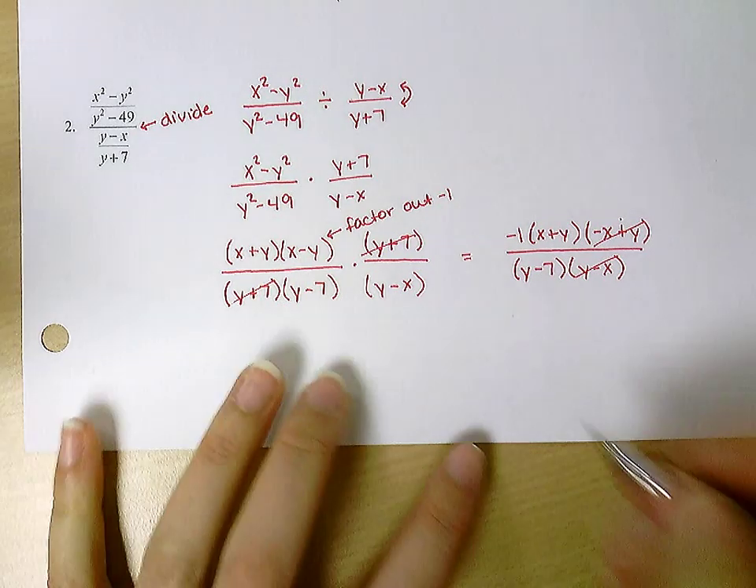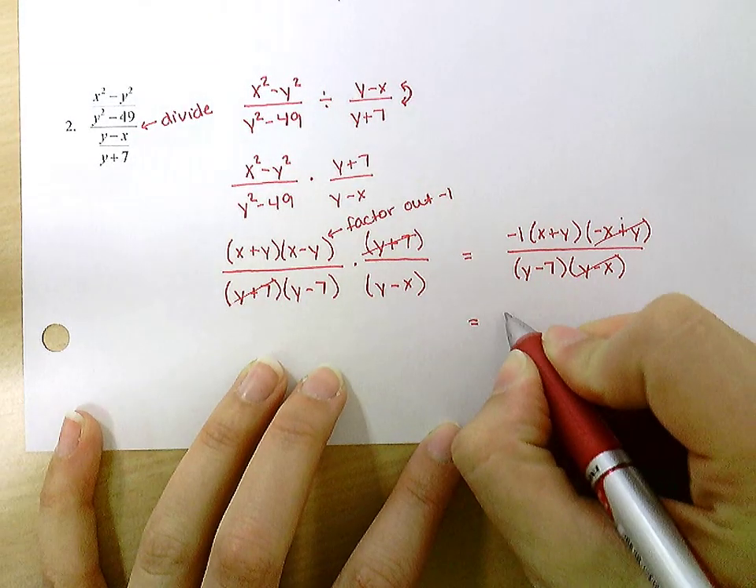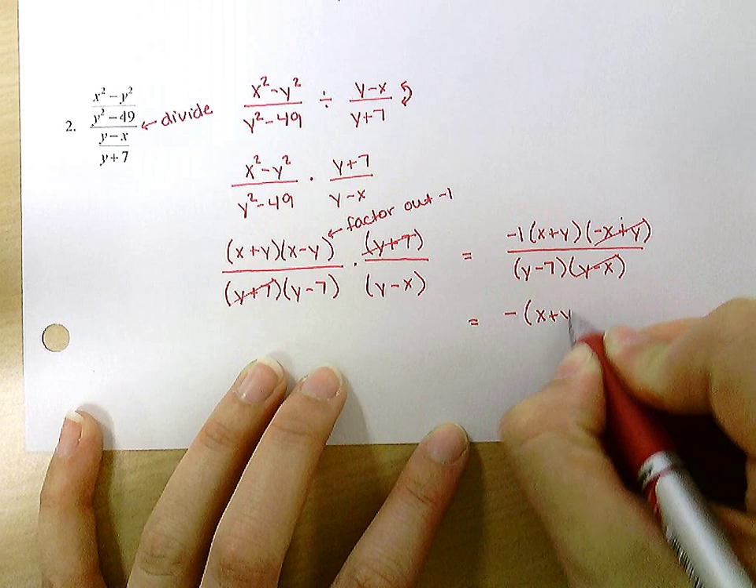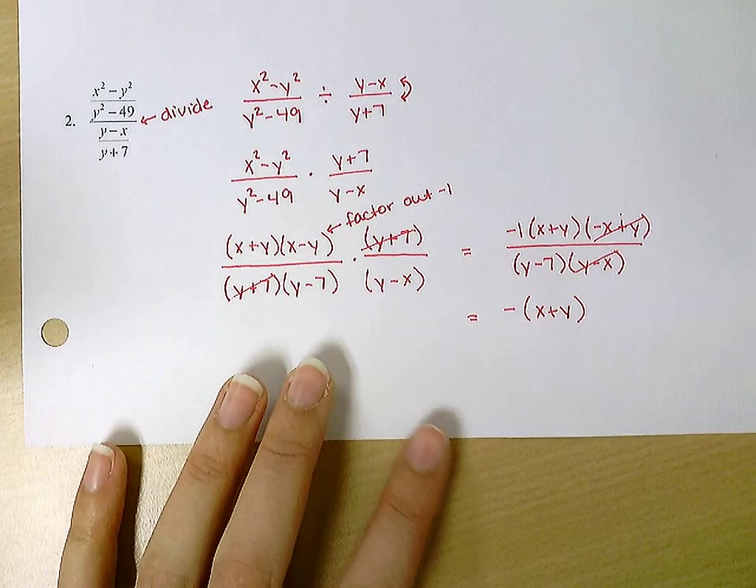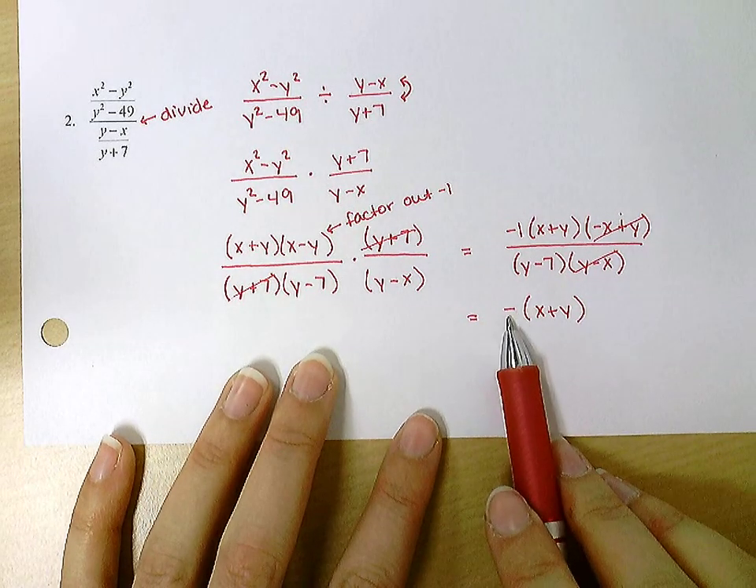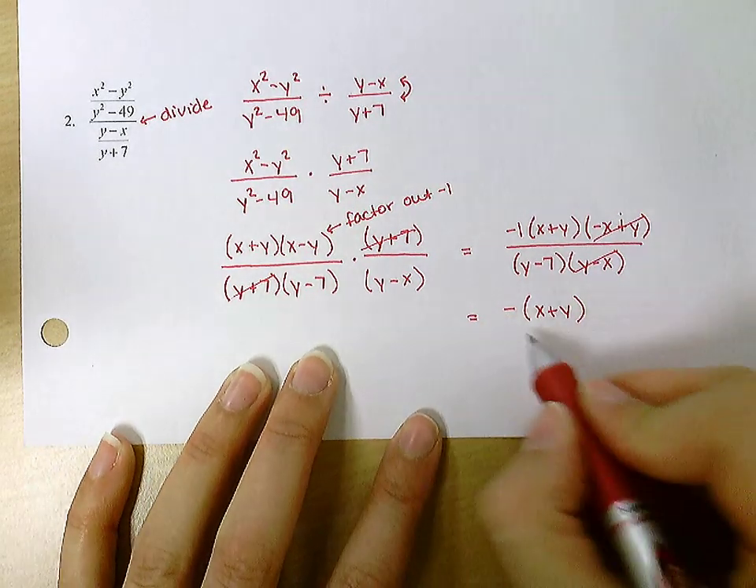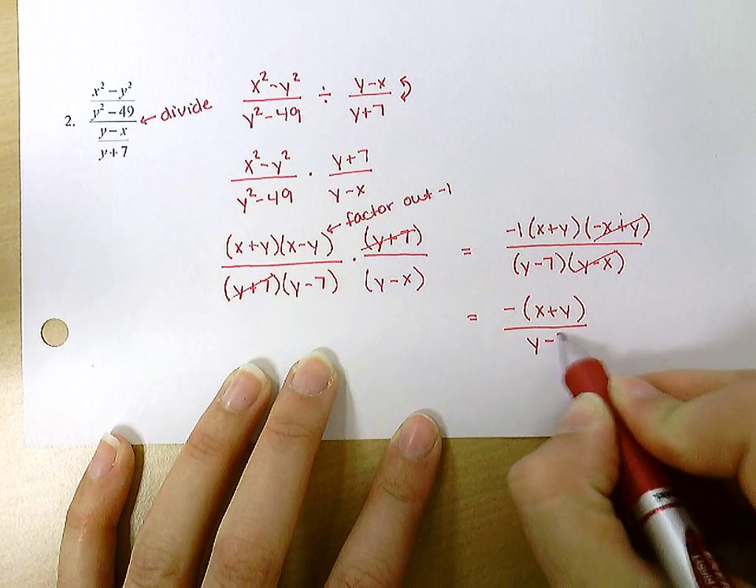Okay, so then I end up with that negative. You can keep the 1 there if you want. You don't need the 1. Okay? Negative quantity of x plus y over y minus 7.